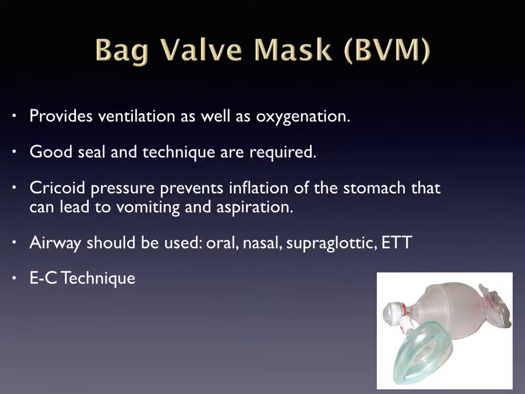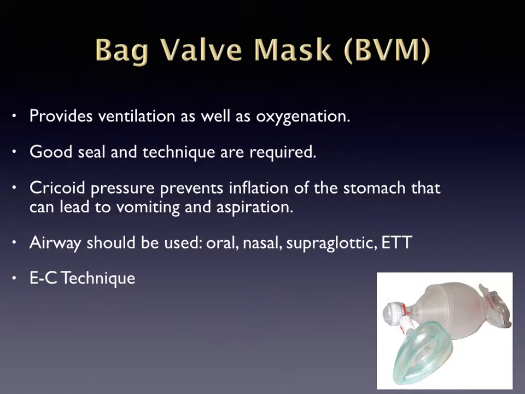We use a lot of supraglottic devices now, so it's very rare that we should be bagging a patient with just the mask. So make sure you use an oral airway or a nasal airway at the bare minimum. But in most cases, if we're going to use this device, we're probably going to place a supraglottic airway, if not an ET tube.